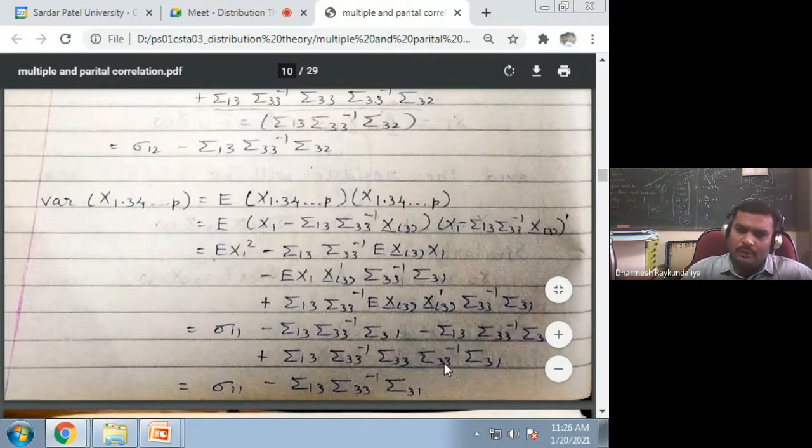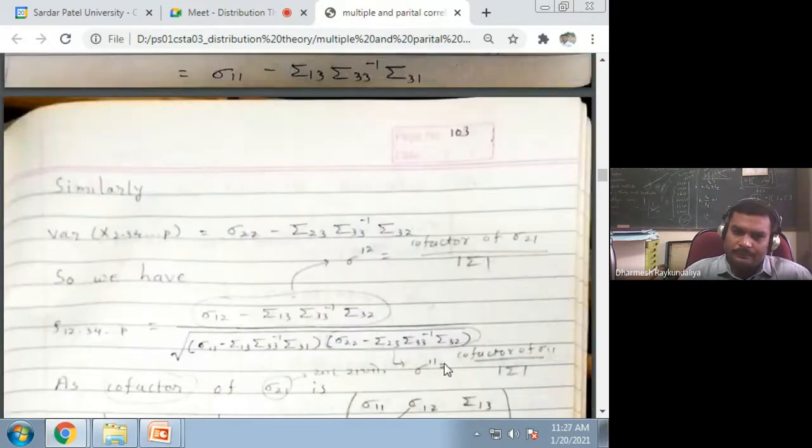So just substitute this variance and covariance formula into the partial correlation. What is the covariance? Covariance is nothing but sigma 1 2 minus sigma 1 3 sigma 3 3 inverse sigma 3 2. And what is the variance of x1 dot 34p? It is nothing but sigma 1 1 minus sigma 1 3 sigma 3 3 inverse sigma 3 1. Similarly, I will substitute this, so I get this formula for the partial correlation between x1 and x2 when x3 is held fixed.